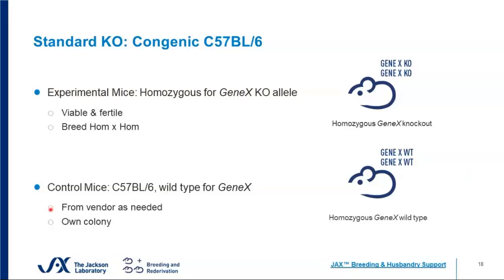These could be something you buy from a vendor of Black 6 mice when you need them, or you could have your own Black 6 colony. But I'm only going to focus right now on the experimental mice. If you have your own colony of control mice, you're going to do the exact same thing. You would just have another colony of those mice for your controls. But we're just going to focus right now on the experimental mice, the homozygotes for that gene X knockout.